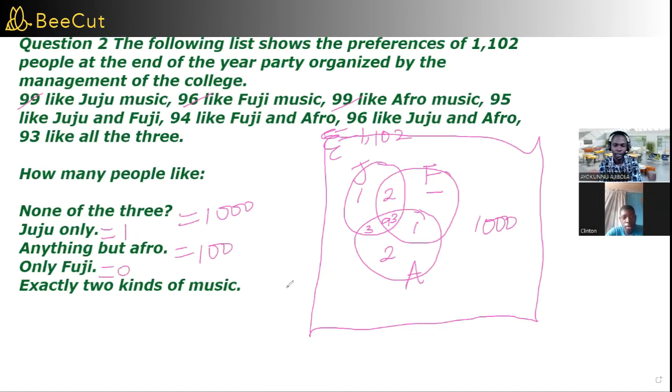And exactly 2 kinds of music. This likes exactly 2, this likes exactly 2, and this likes exactly 2. That is 3 plus 1 plus 2, and that is 6. So with that, we're able to tackle the question in the limited time. So is that clear? Yes, sir. Okay, very good.